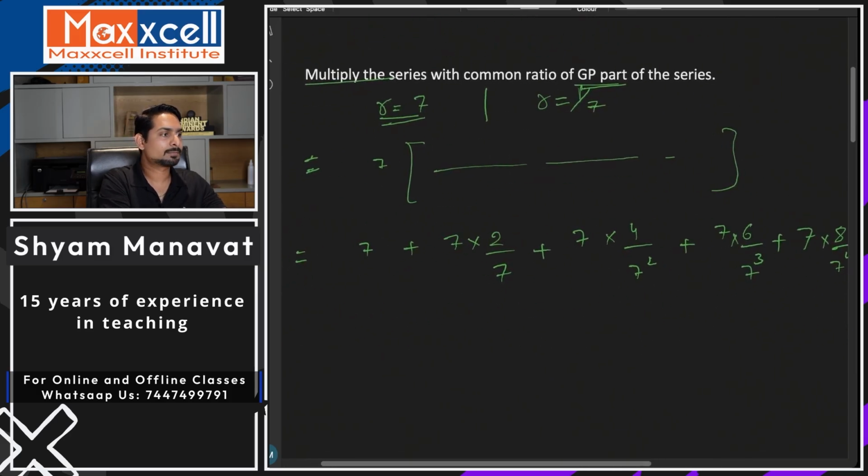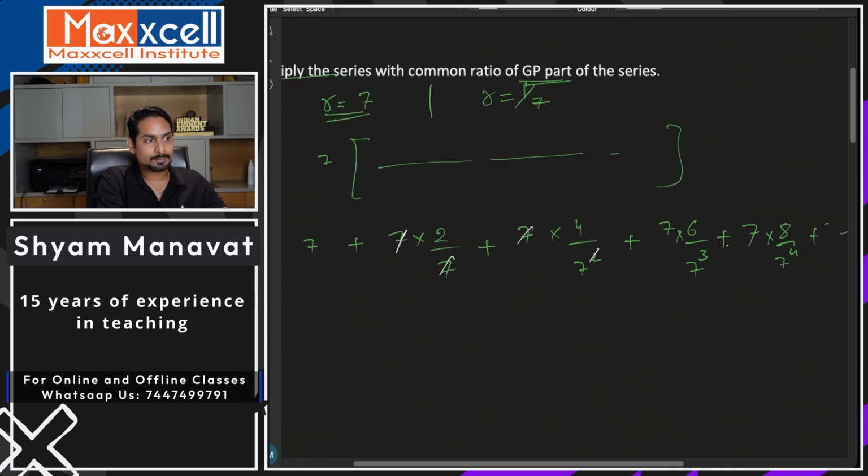Now look at this. Can I cancel this 7 with 7? Yes. Can I say this 7 by 7 square will be only 4 by 7 now? 7 into 6 by 7 cube. So if I cancel this with 7 cube here in the denominator, I will be left with what?